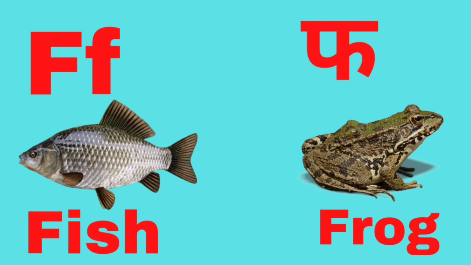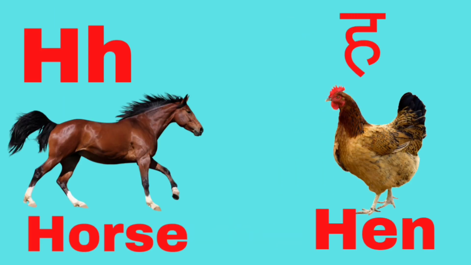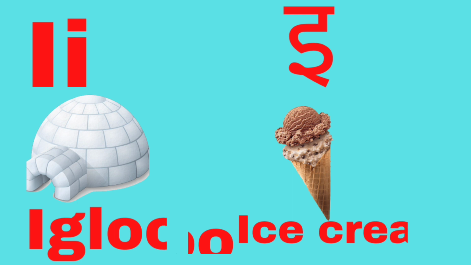F for fist, F for frog, f. G for goat, G for grass, g. H for hen, H for horse, h. I for ice cream, I for igloo, e.